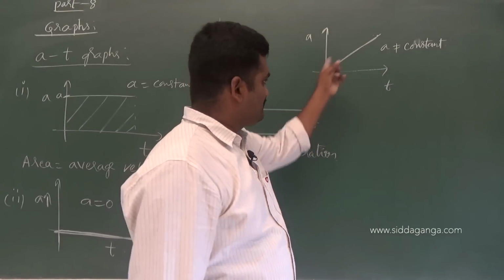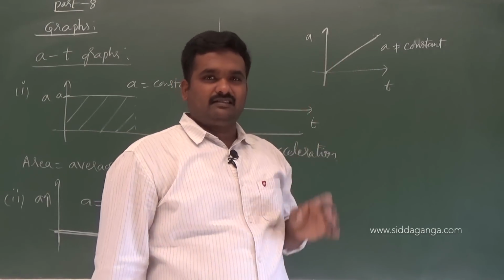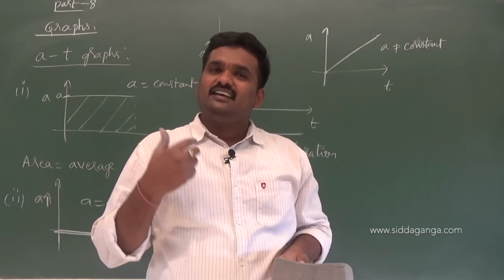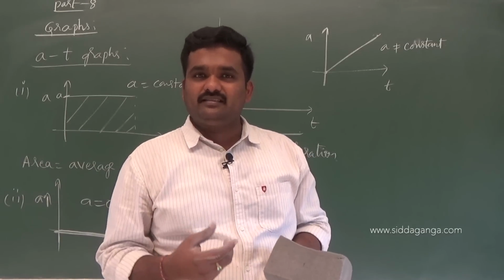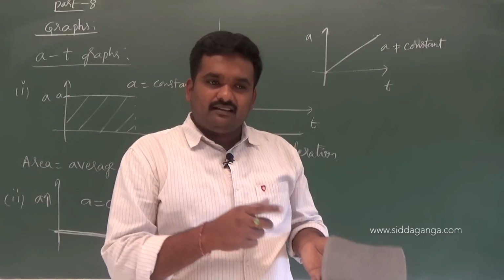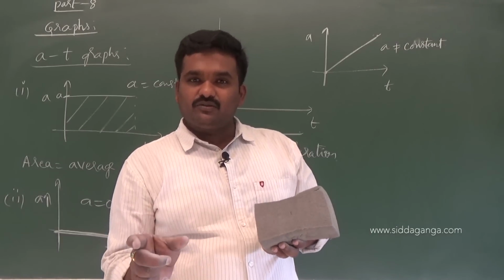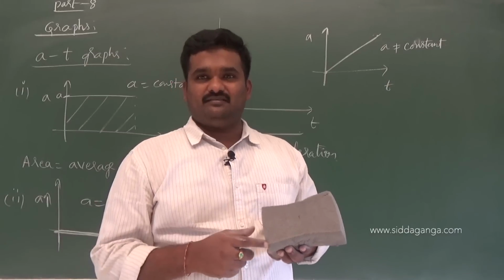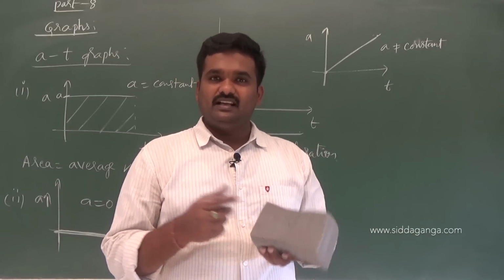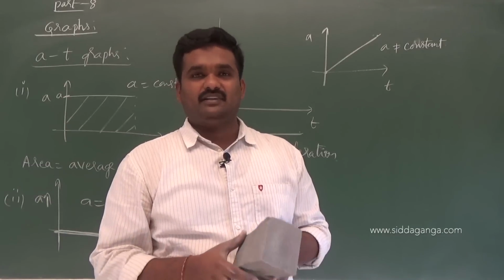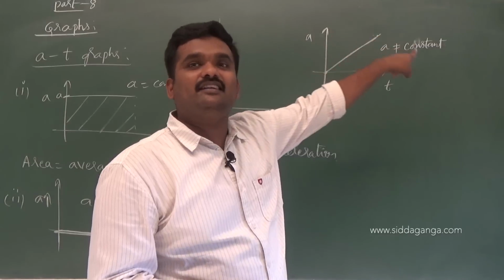Understood? That doesn't lead to any other parameter. Remember, you can just say that acceleration is increasing. How is it increasing? Uniformly it is increasing. Meaning, in 1 second, if acceleration is 2 meter per second square, after 2 seconds it should be 4 meter per second square. Means 4 minus 2. Increase in the acceleration is uniform in equal intervals of time. That's what? Increase in acceleration is uniform.